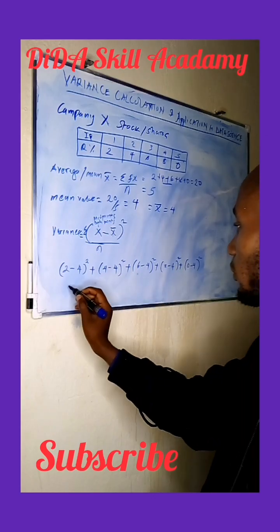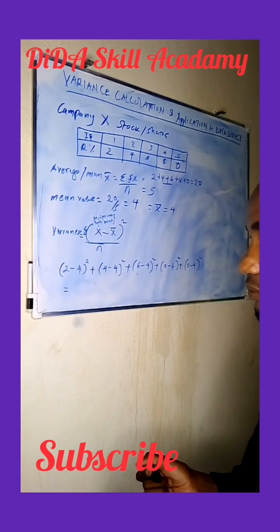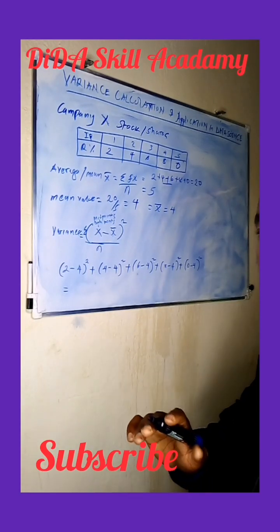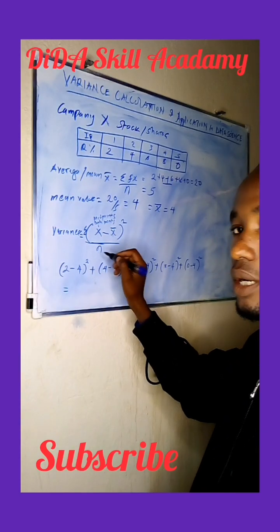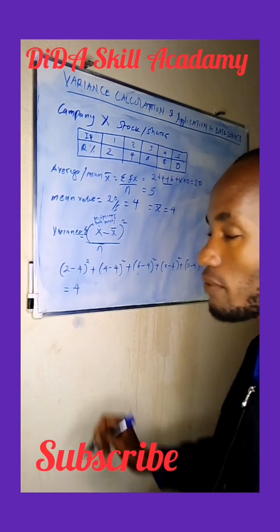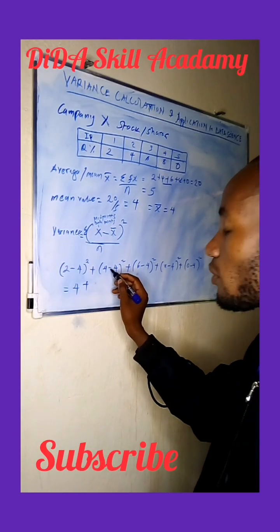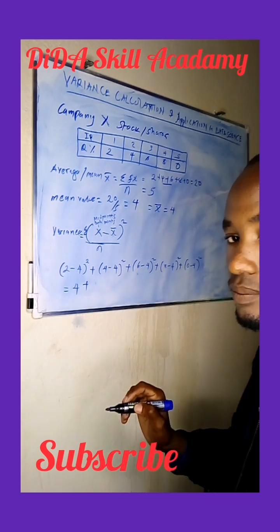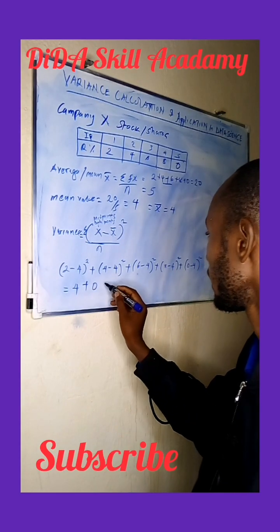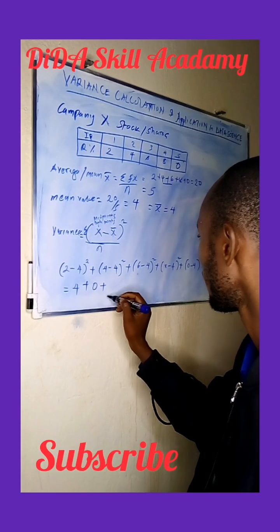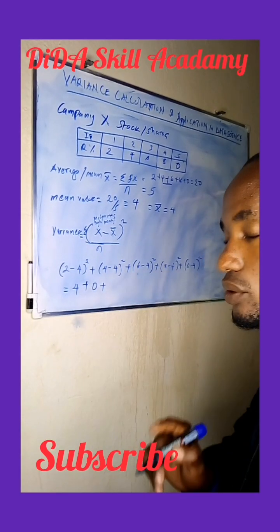So the total will be 2 minus 4 is negative 2. Negative 1 times negative 1 equals positive 1. Therefore, the square of negative 2 equals 4. Plus 4 minus 4 is 0. The square of 0 is 0. And then we will have 6 minus 4, which is 2. And the square of positive 2 is 4.